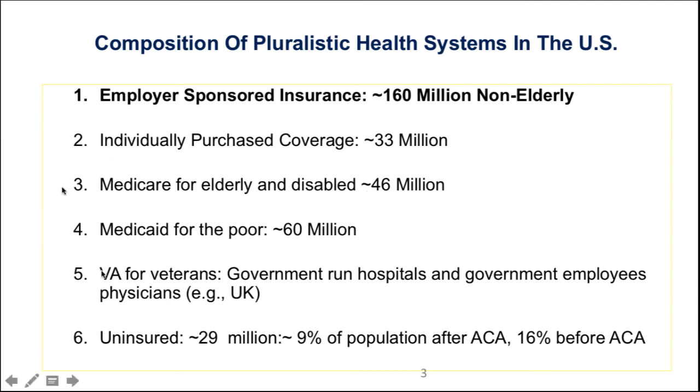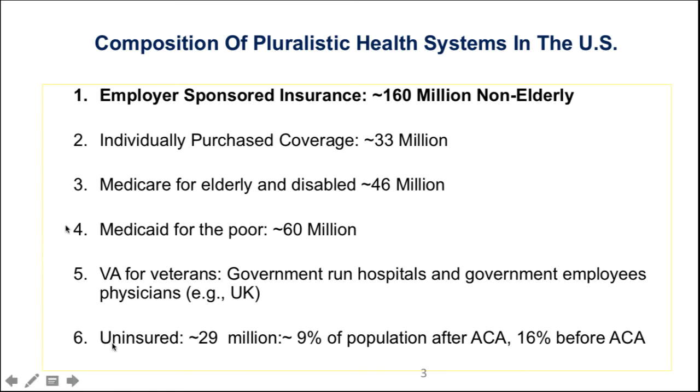Medicaid mainly covers pregnant women and children. Temporarily, they get into Medicaid and then they get out. But with Medicare, anybody who gets into Medicare is basically covered nationally for life. The VA for veterans is basically a government-run hospital system with government-employed physicians, which is very similar to the UK healthcare system.